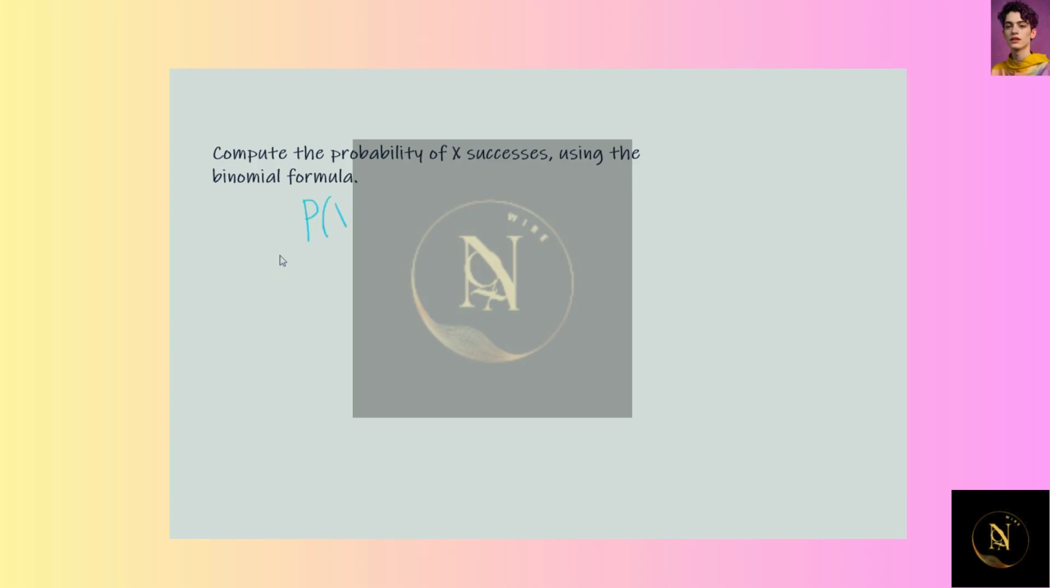So the formula states that if we know x, we are looking for the probability of some value of x, we can use the formula n factorial divided by n minus x factorial times x factorial times p, the probability of success, raised to the x power, times the probability of success subtracted from 1, which would be q, to the n minus x power. So let's look at an example.